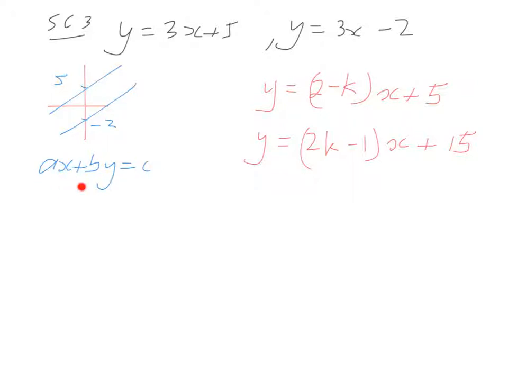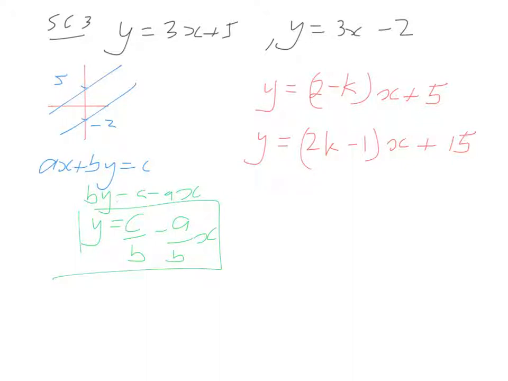If you're given something like ax plus by equals c, then you've got to rewrite that in the form y equals mx plus c, which ends up being, let's rewrite this, by equals c minus ax, and then y equals c over b minus a over b x. So you've got to rewrite it in this form, and then you're checking the gradients of the graphs.